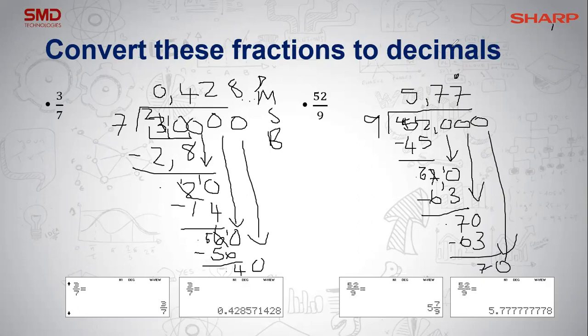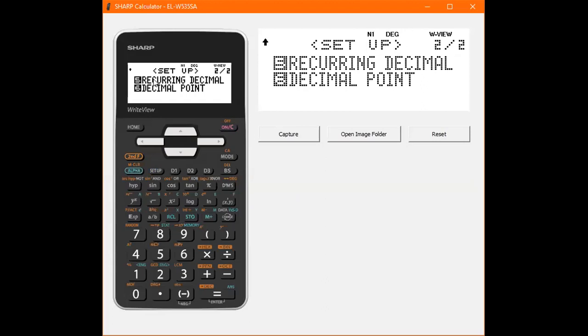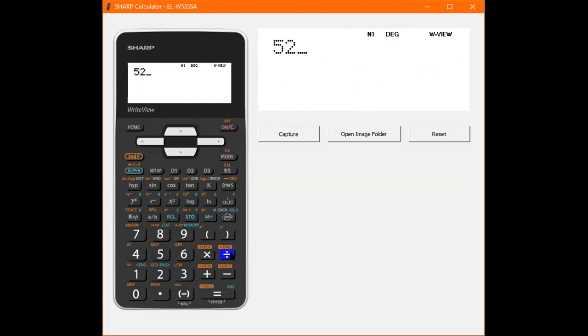Now, on your calculator, you actually have a recurring number function. So to set it up, we press setup and we choose 5 for recurring decimal, and then we just say 1 for on. Now, if we said 52 divided by 9, like we were doing, there is our mixed number fraction. And if we change it, there is our recurring decimal. So you can see it's got the little line on top to say this number is repeating endlessly. Now, the calculator will always round it off, but we know that the 7s are infinitely long.